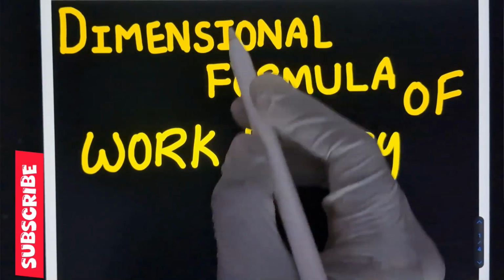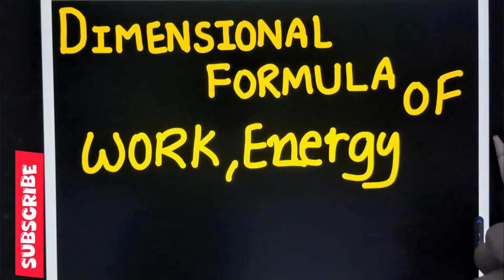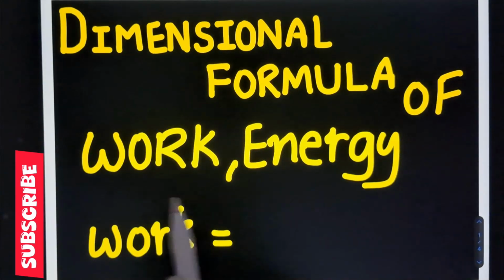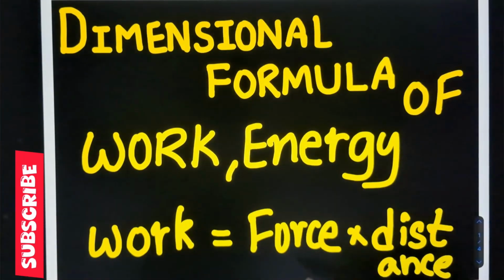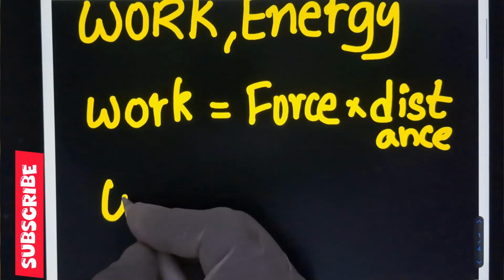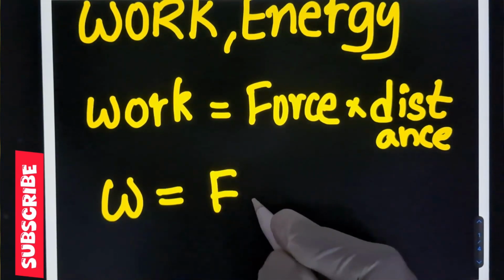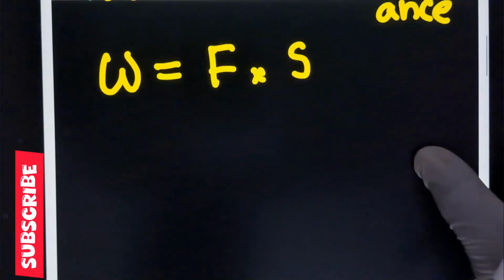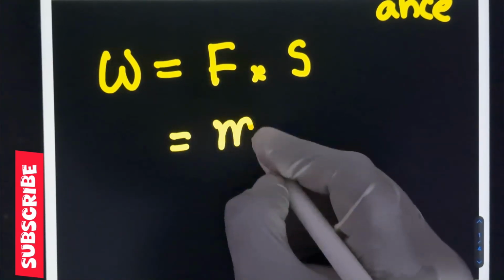To find the dimensional formula of work and energy. Work is equal to force into displacement or distance, so W is equal to F into S. Here F is force. We have to know the dimensional formula of the force, so you can check it in our channel playlist.